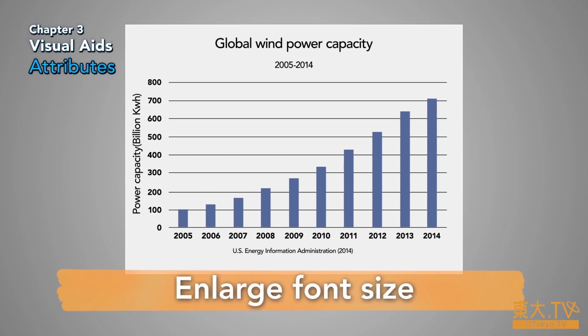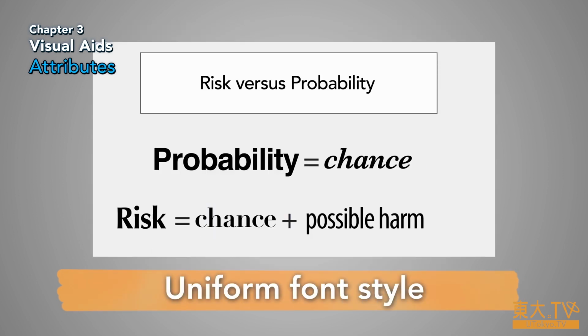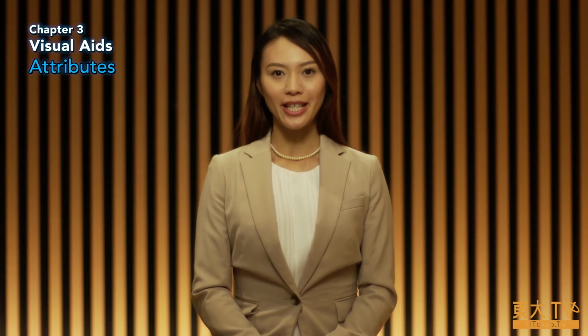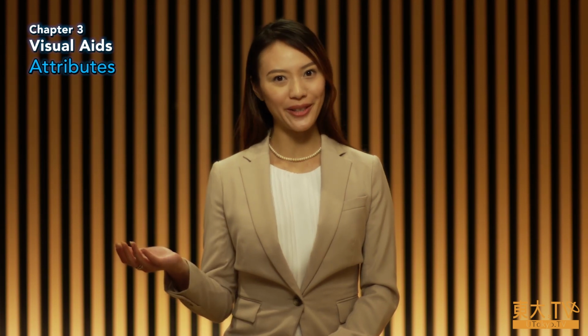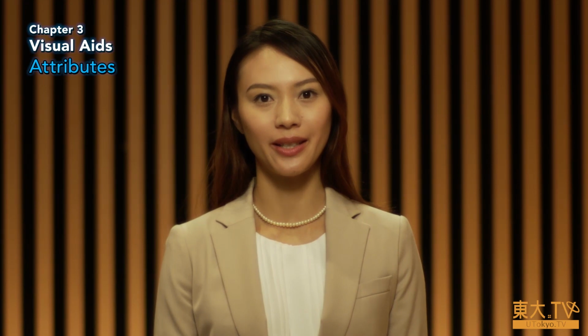Font or text sizes need to be large enough for the audience to read easily. A uniform font style makes the presentation look unified. Pay attention to color combinations. Dark text on light backgrounds is recommended. Be careful of colorblind combinations.